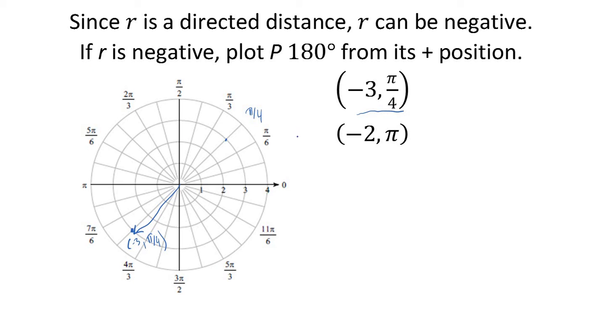How about one more? Negative 2, pi. Well, go to 2, pi, which would be right here. Again, 2 is the radius, pi is the angle. And then you go 180 degrees. So we'd actually just go right here. It's hard to draw straight lines on my digital pad here. So right there would be negative 2, pi, which is the same as 2, 0. If you look at it and think about it.